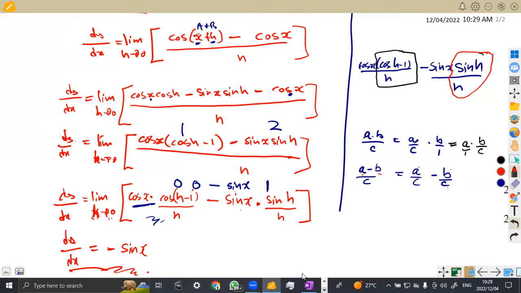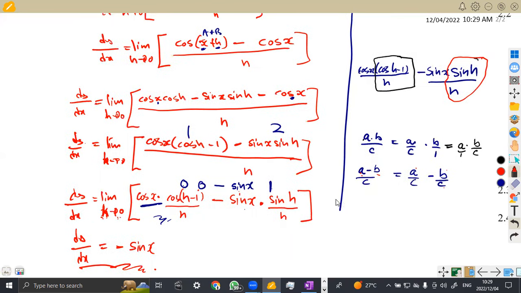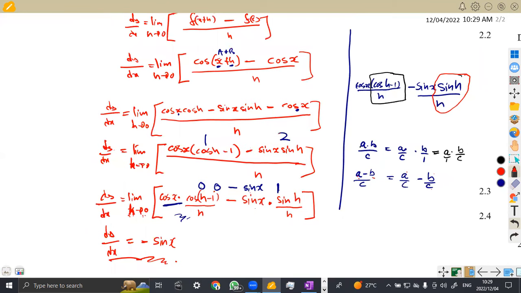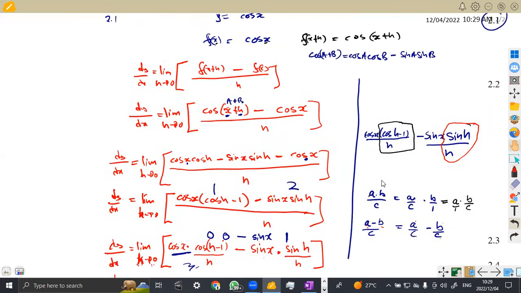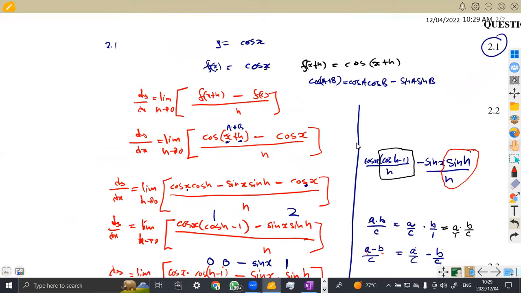And this we actually agree on from the derivative. If you know your derivatives truly, then you agree that if we are to find the derivative, of course, it gives us a negative sine x. But here we're doing it using the longer way, that is the first principles. So that's what we had, guys, for cos x.